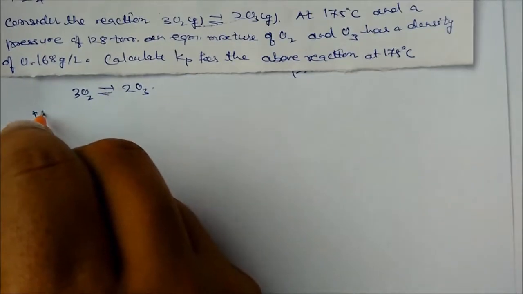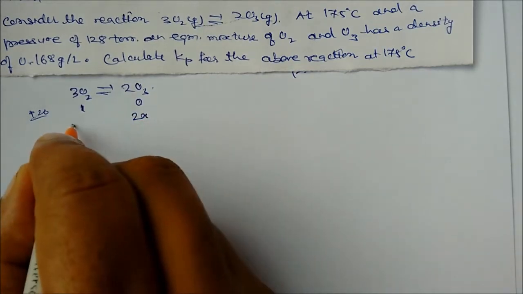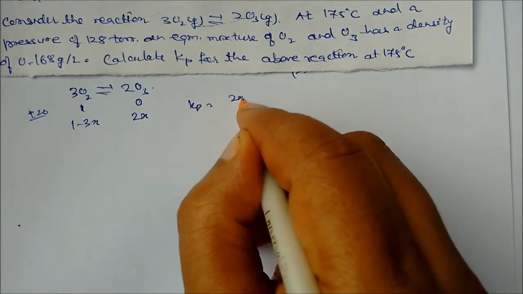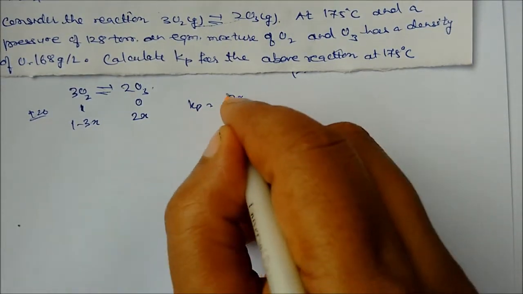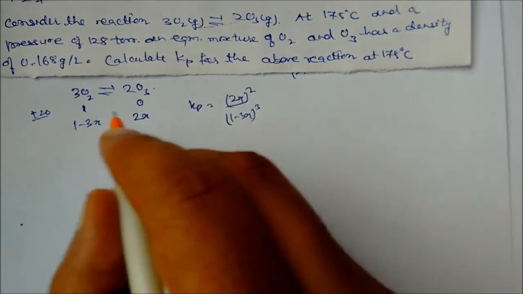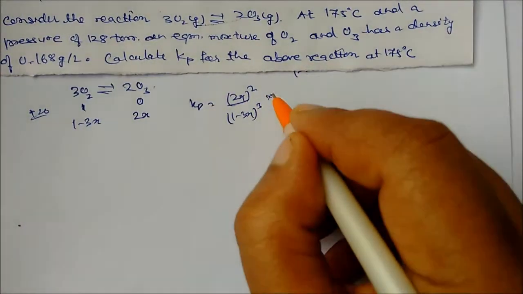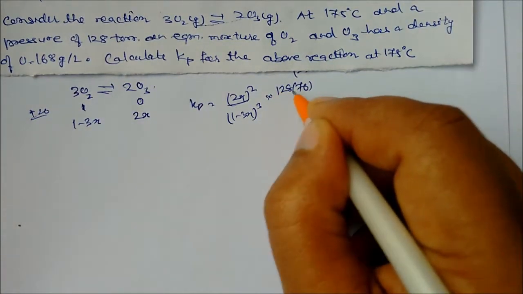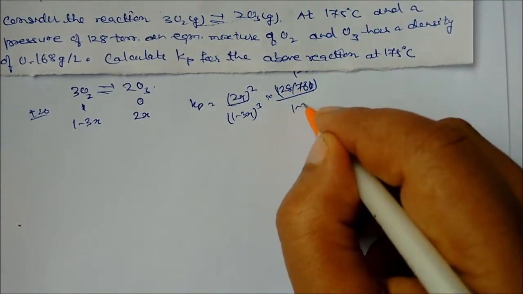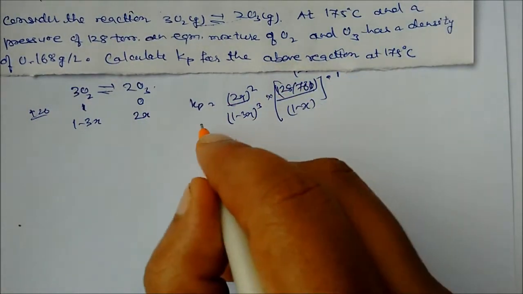So again, moles will be how much? You take 1 mole, this will be 0, and this will be always 2x, and this will be 1 minus 3x. So Kp will be how much? So Kp will be 2x whole square divided by 1 minus 3x whole cube, and we have to find the pressure. Pressure is given here, 128 by 760, and divided by, so here concentration is given 1 minus x, and whole will be your 2 minus 3, this will be your minus 1. So this will be Kp, but we don't know x.